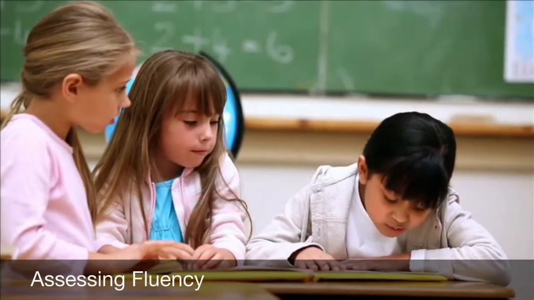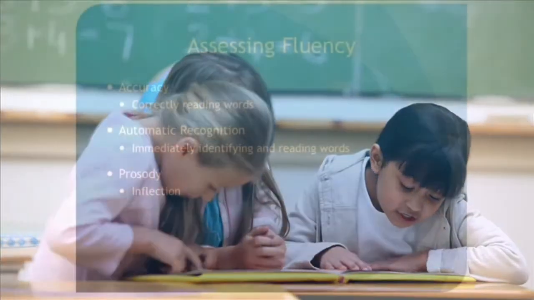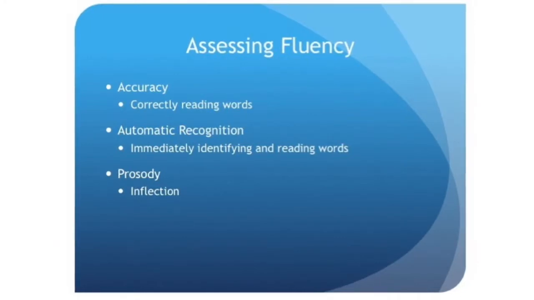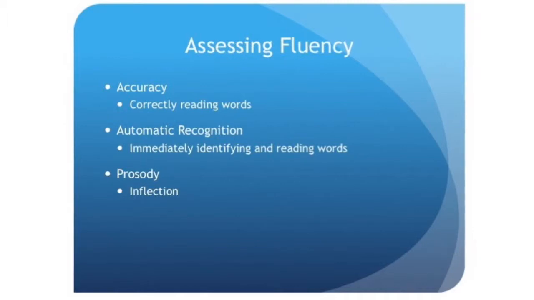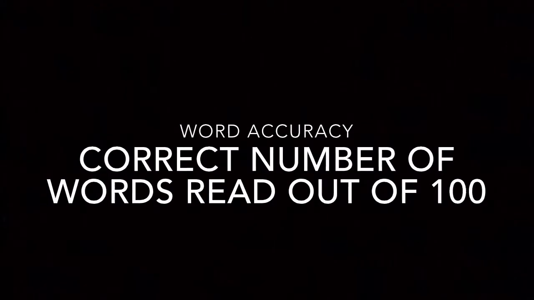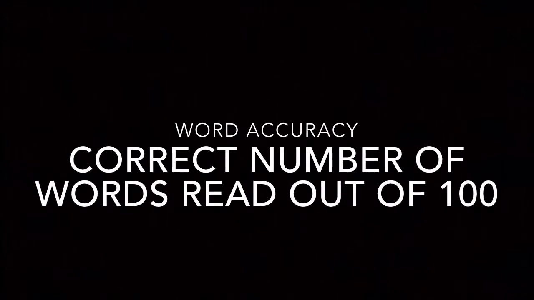Fluency is the once neglected goal of reading, as referred to by McKenna and Stahl. The components of fluency consist of accuracy, automatic recognition, and prosody, or inflection while reading. All three of these components may be assessed by conducting a running record, which you will be doing on your own after this webinar. A reader's word accuracy can be found in the form of a percentage by simply finding the number of correct words read out of 100.